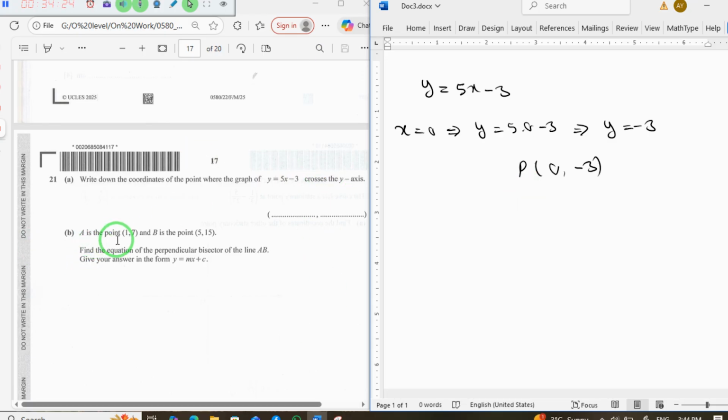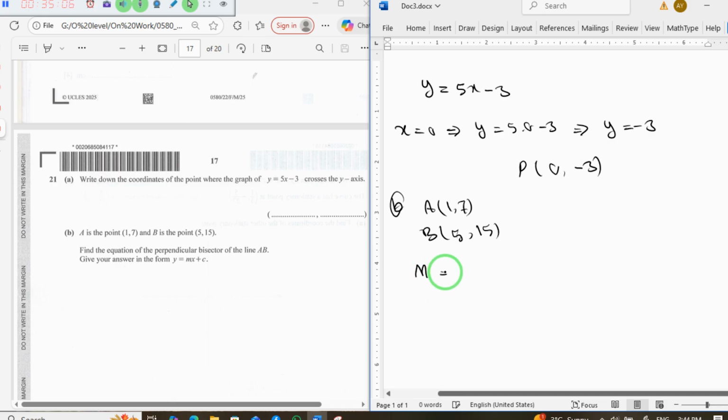A is the point 1 and 7, and B is the point 5 and 15. Find the equation of the perpendicular bisector of the line AB. Give your answer in the form y equals mx plus c. First we find the midpoint of these two points.